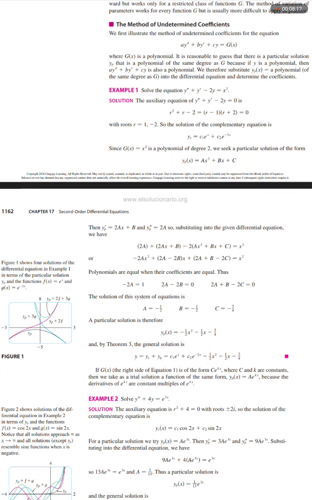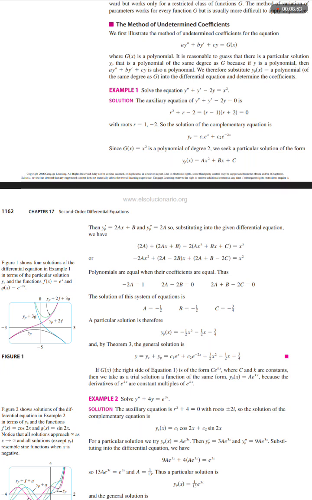Polynomials are equal when their coefficients are equal. Thus, negative 2A equals 1, 2A minus 2B equals 0, 2A plus B minus 2C equals 0. The solution of the system of equations is A equals negative 1/2, B equals negative 1/2, and C equals negative 3/4.